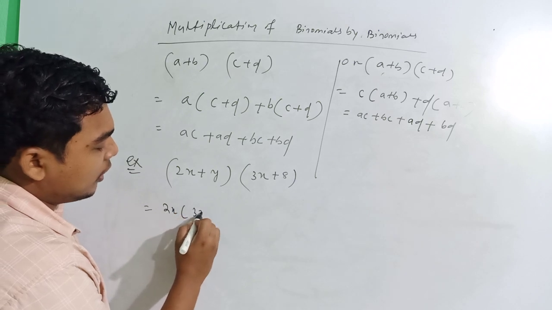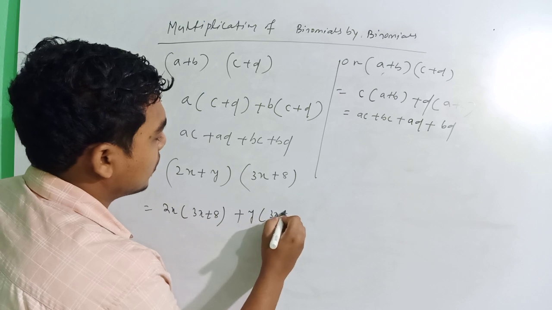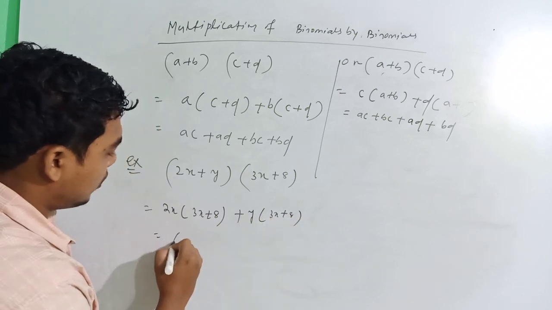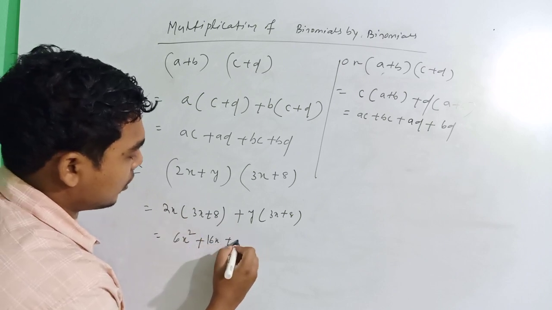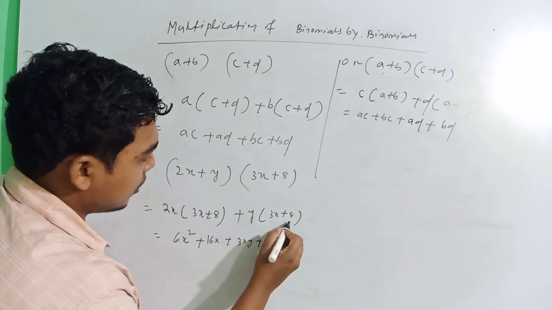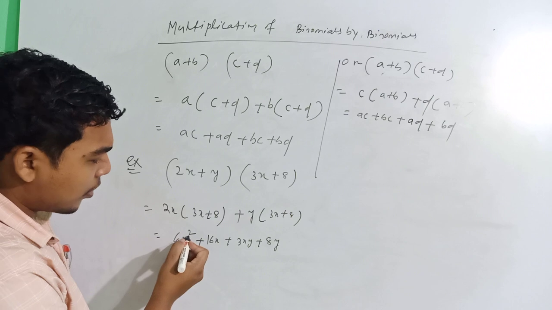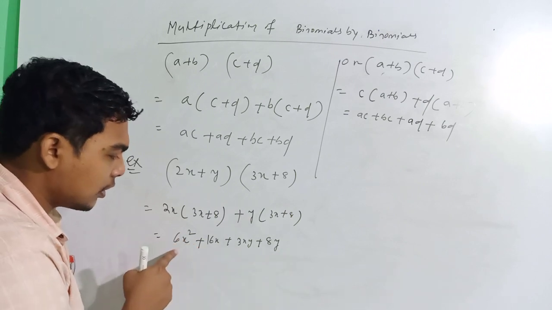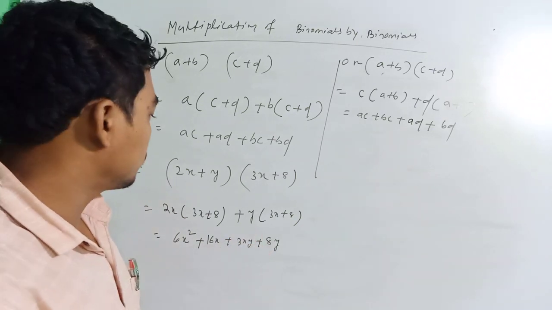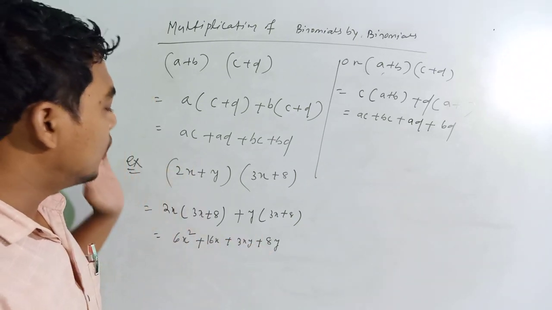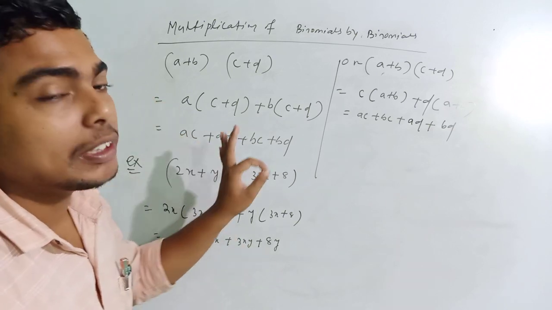Then I take another example. 2x whole into 3x plus 8, plus y whole into 3x plus 8. That is 3 times 2 is 6x square plus 16x plus 3xy plus 8y. No addition is possible because the powers differ, so it is 6x square plus 16x plus 3xy plus 8y, which is the answer.